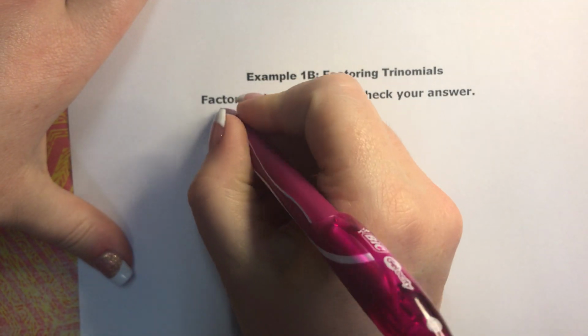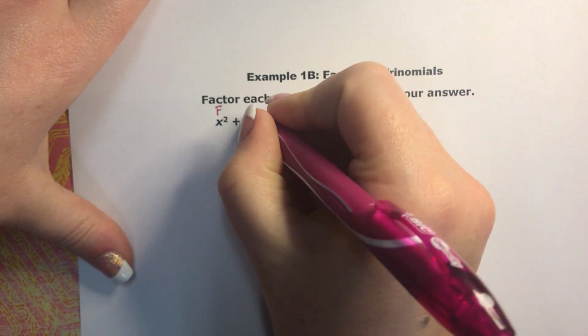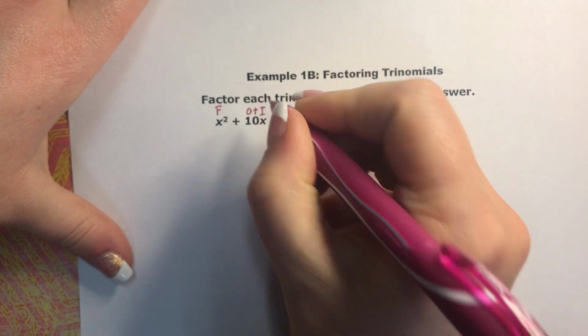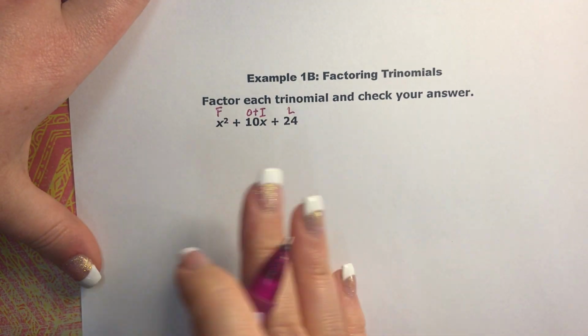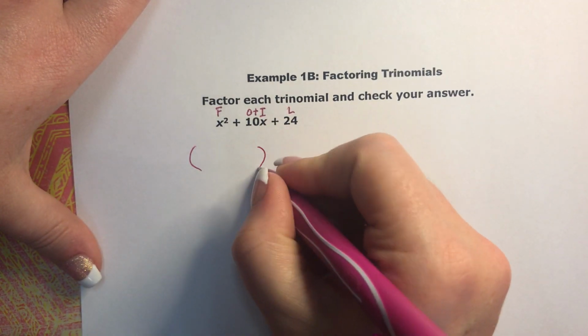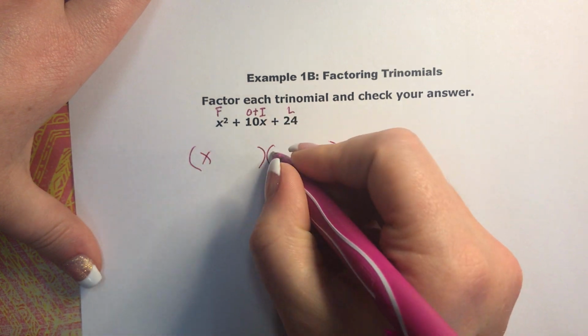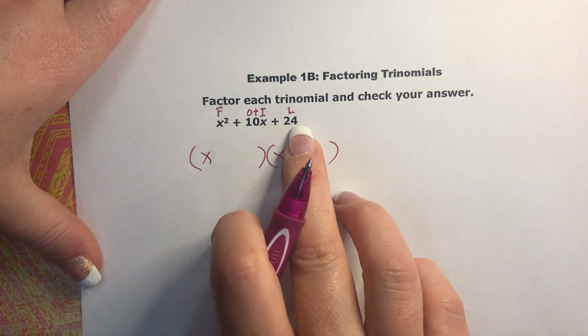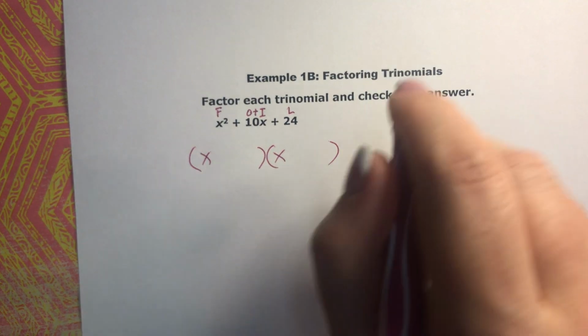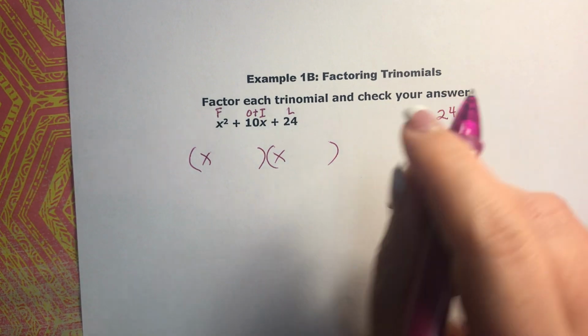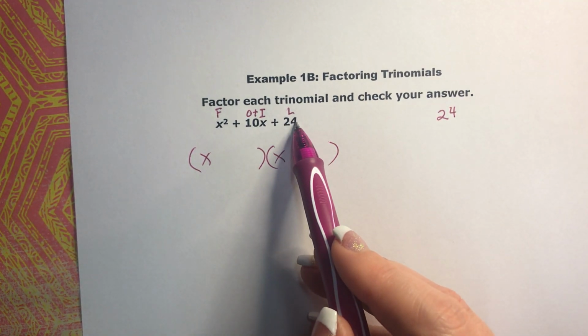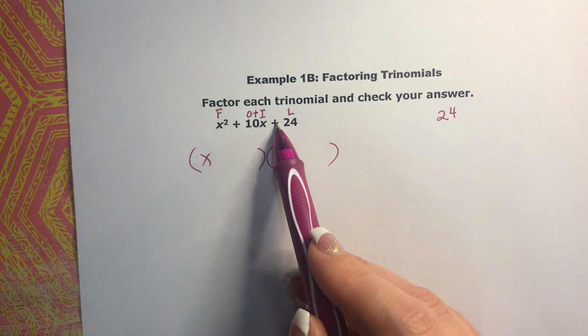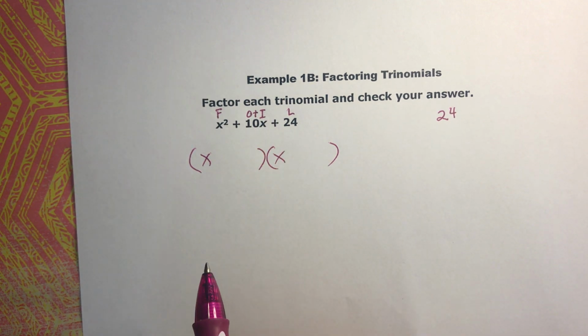Okay, so this is my first, this is my last, and this is my combination of my outside and my inside. The first thing I'm going to do is my first, because it's super easy: x. Then I'm looking at my last, and what do I know? I know that it's 24, and I'm going to have to find the factors of 24 that add to 10.